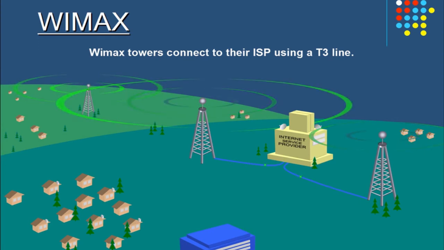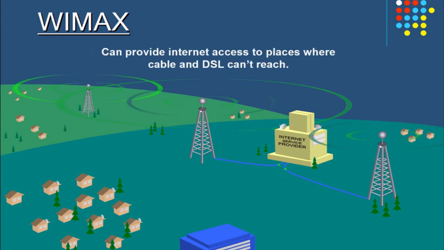And to pick up the transmission of these towers, you need a receiver in your home or computer to receive the signal, and once that is done, you can now access the internet. WiMAX does have the potential of replacing DSL and cable service because it can provide internet access to places where cable and DSL can't reach.